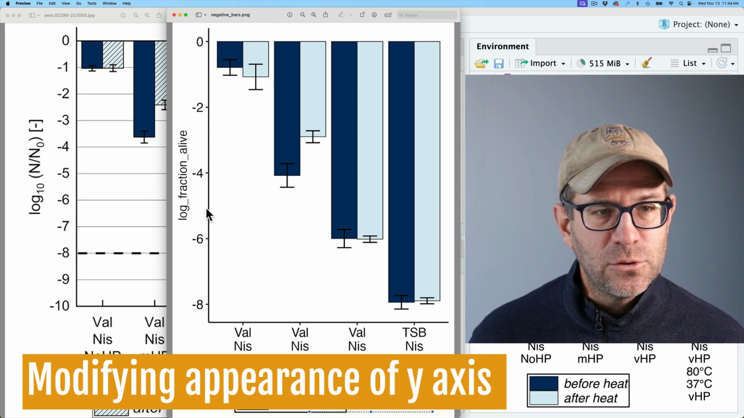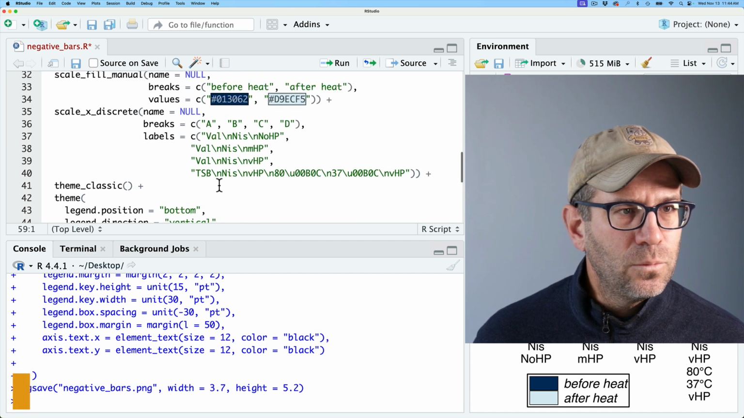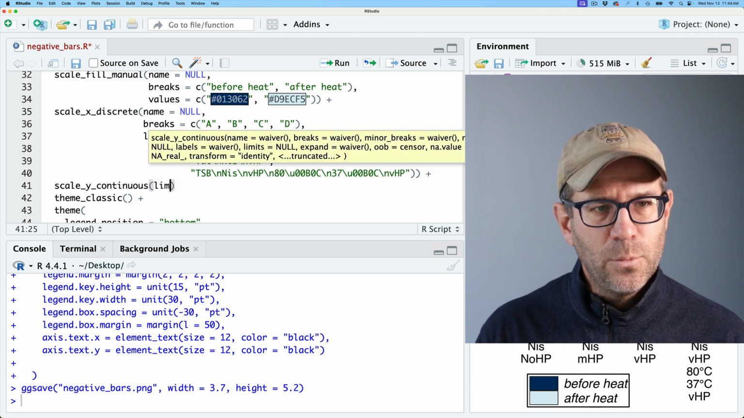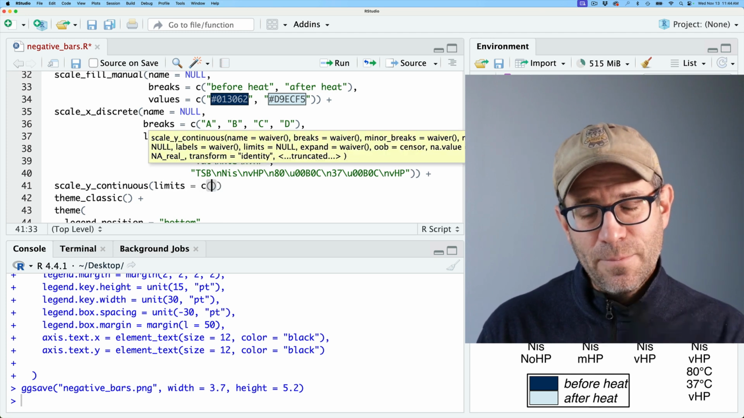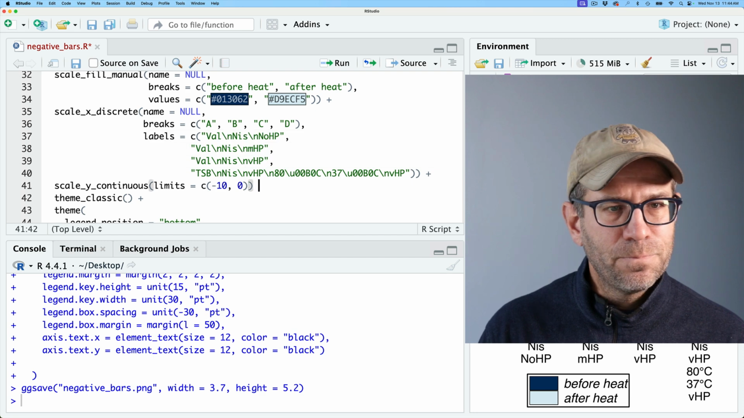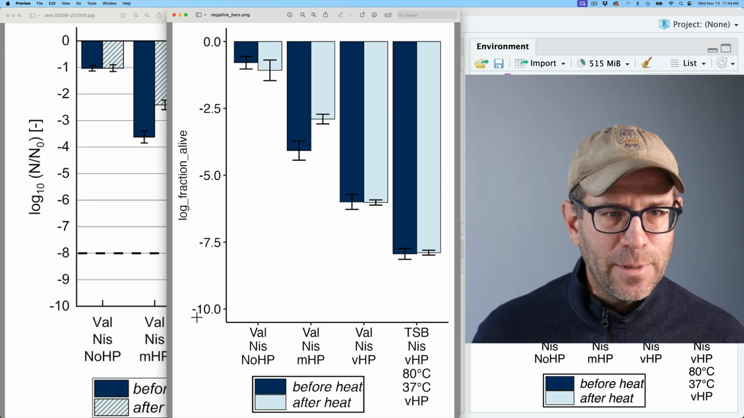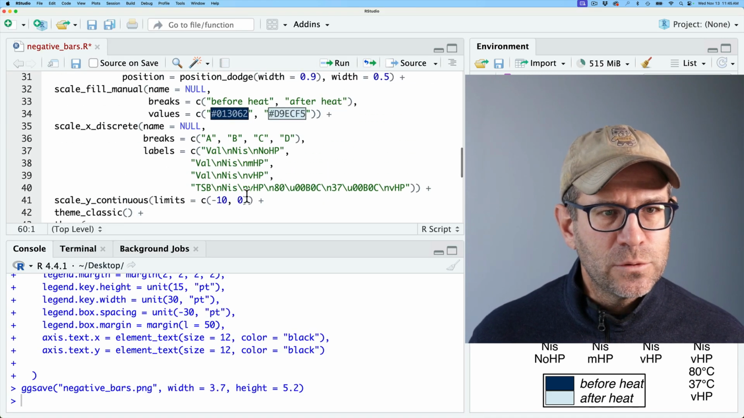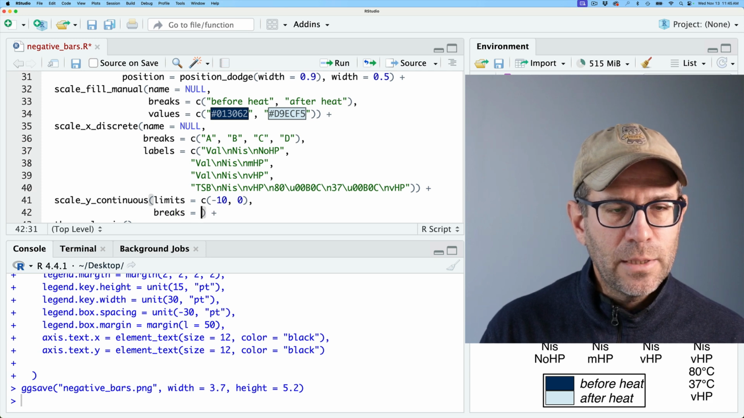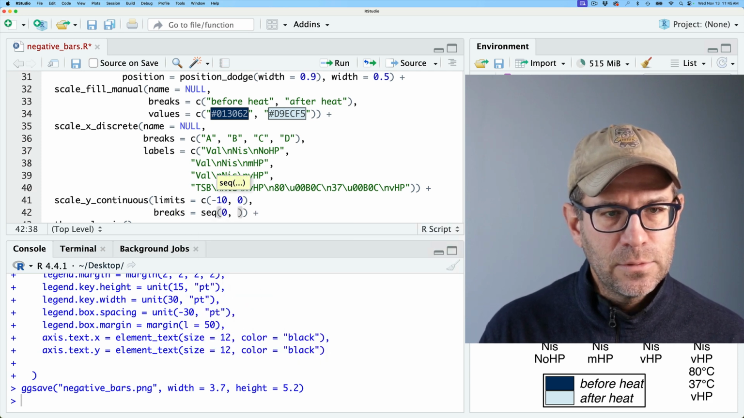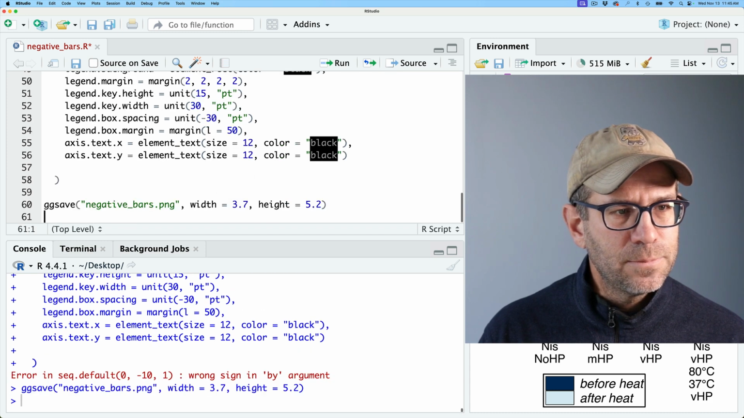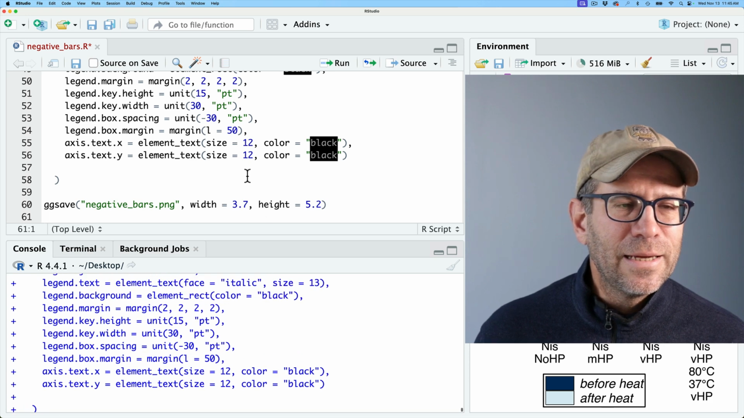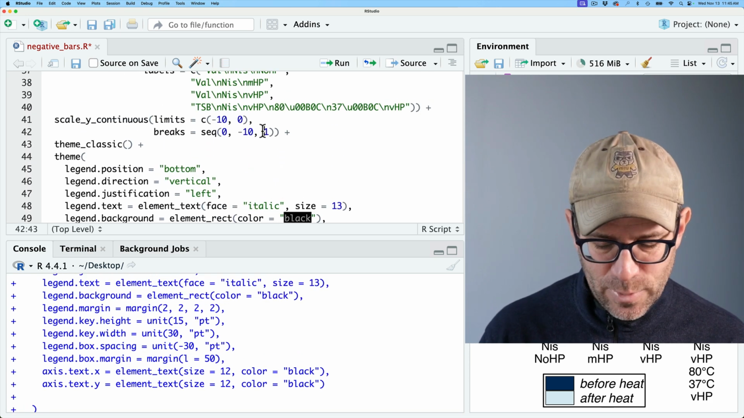So let's turn our attention now to the y-axis. And so we'll come back up here to our scales. So we'll do scale_y_continuous, and we'll do limits equals, we'll go from -10 to 0. And so now we see that we go 0 to -10, but I want them to be on integer values, right? And so to do that, we'll use the breaks argument. We'll do breaks, and we'll do seq 0 to -10 by ones. And I'm getting an argument complaint. Wrong sign in by argument. Yeah, I guess if I'm going negative, I should be doing this down by -1.